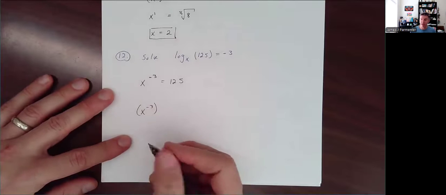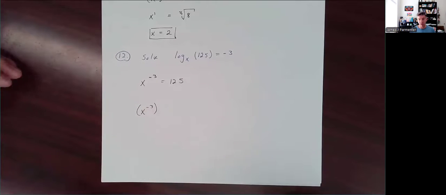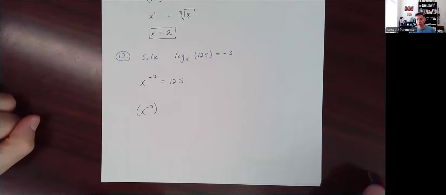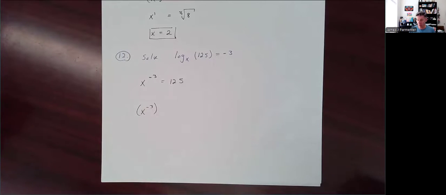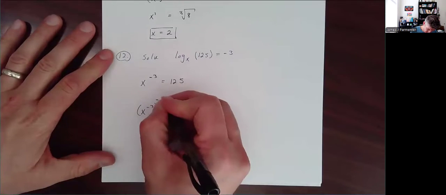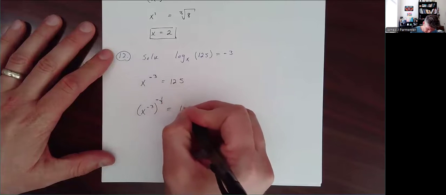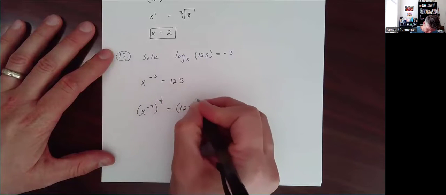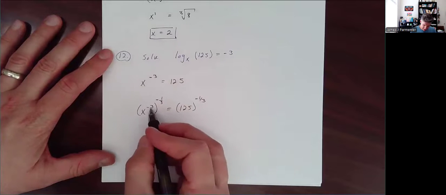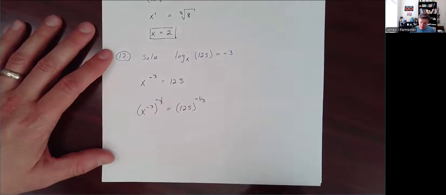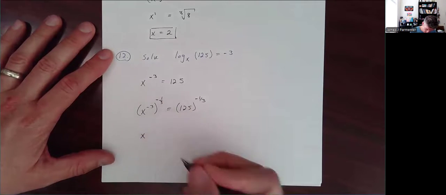The reciprocal of -3, the reciprocal of any number is just 1 over that number. So you can either write this as 1 over -3, or I would prefer to write it as -1/3. They're the same number. That's going to equal 125 raised to the -1/3. -3 times -1/3 is +1. So the left-hand side becomes x to the 1.